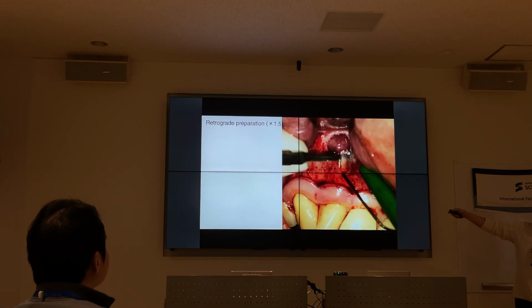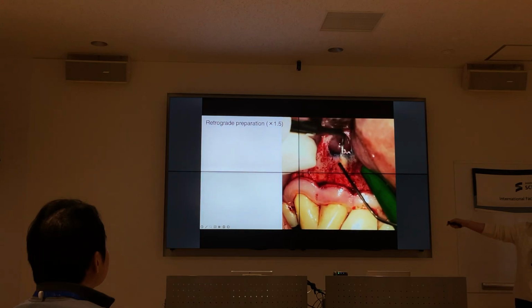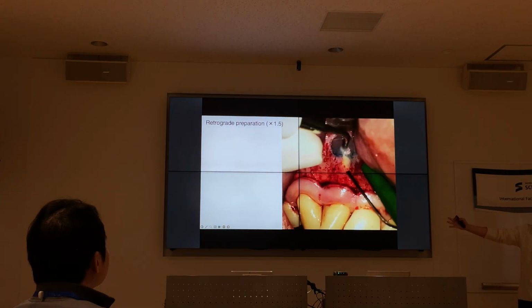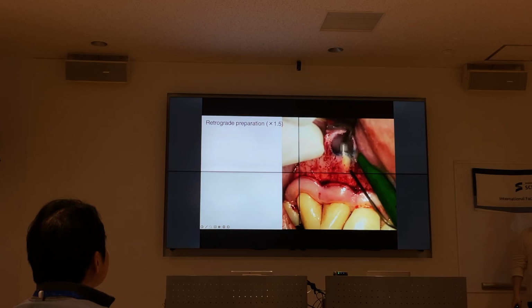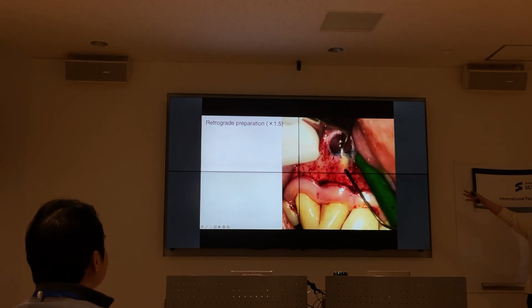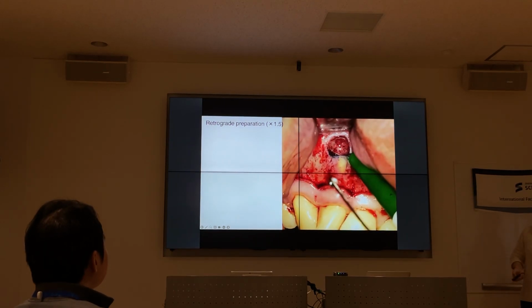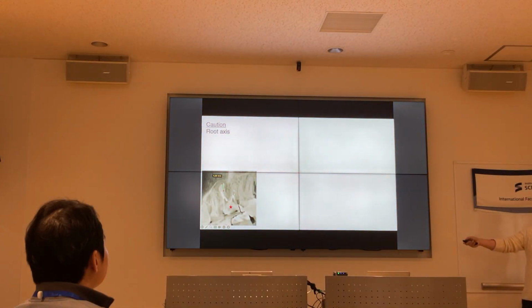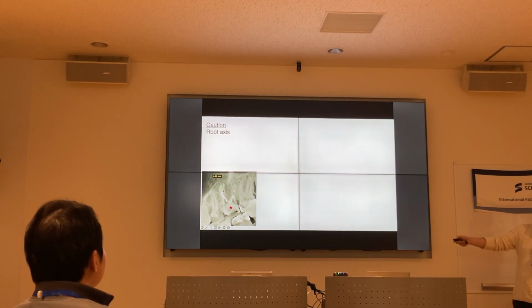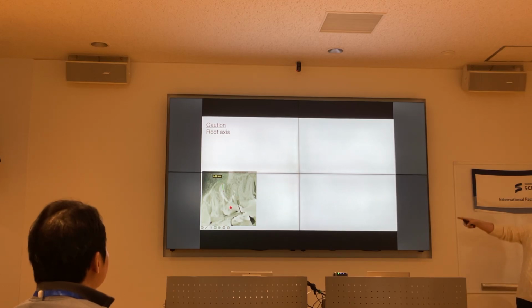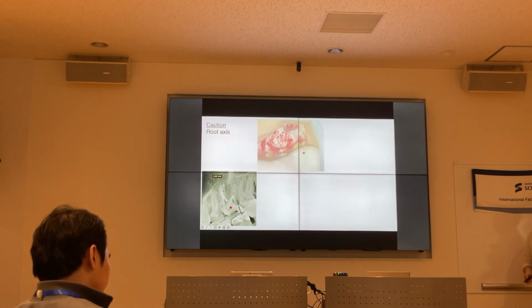In this step, I always check the root axis. We have to prepare the same axis as the original root. This case is an anterior tooth. In the case of premolars or molars, it is a little difficult to prepare the same axis. This case is a molar case. Mandibular molar, mesial buccal root.